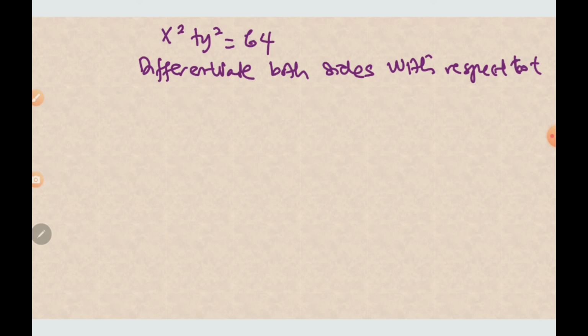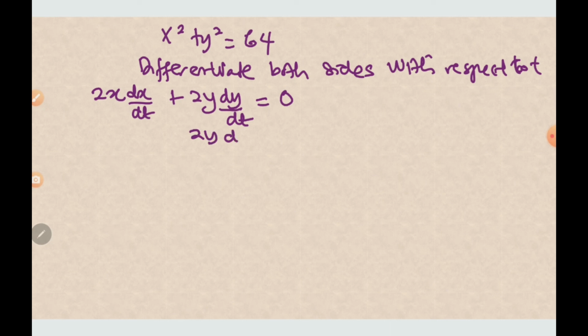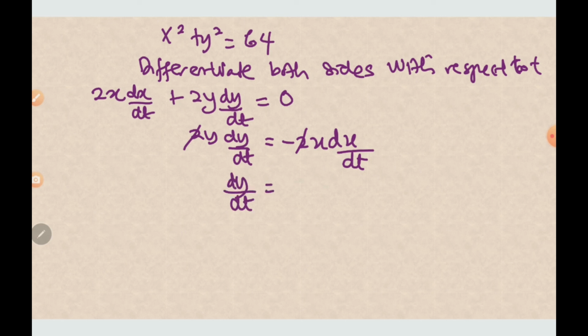So we will get, differentiate x squared, we have 2x, differentiate x is followed by dx dt. Differentiate y squared is 2y, and differentiate y is dy dt. Differentiate 64 is 0. Therefore, you will get 2y dy dt is equal to negative 2x dx dt. Then we cancel out 2. Then we will have dy dt is equal to negative x over y multiply with dx dt.